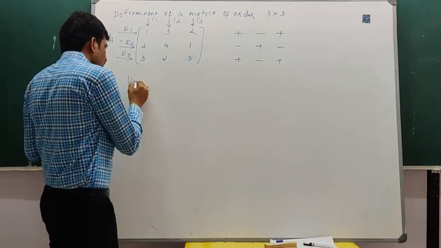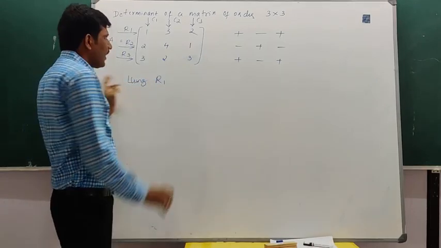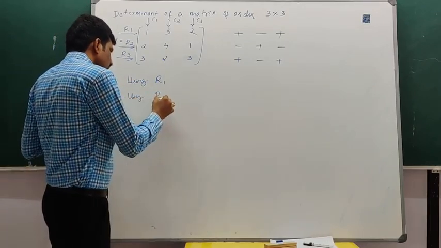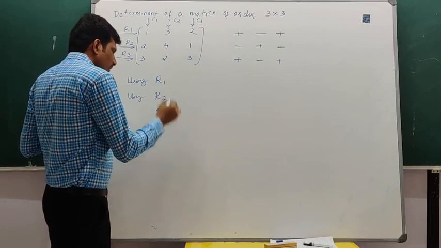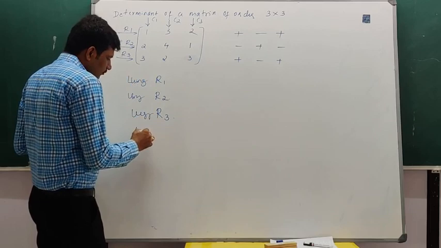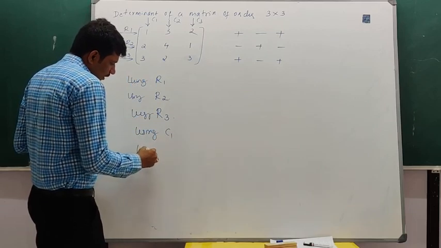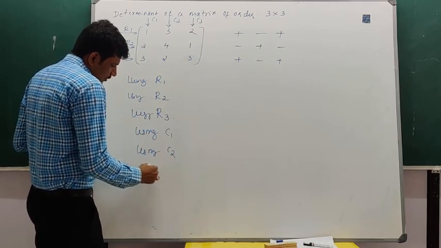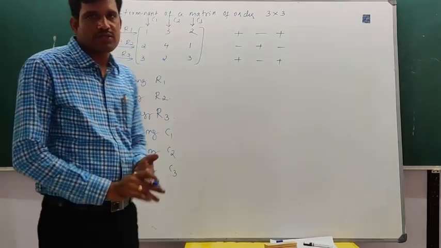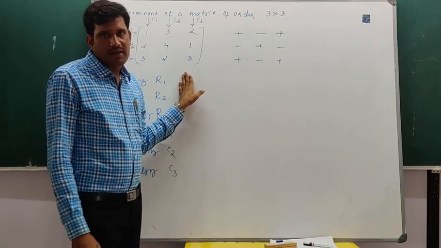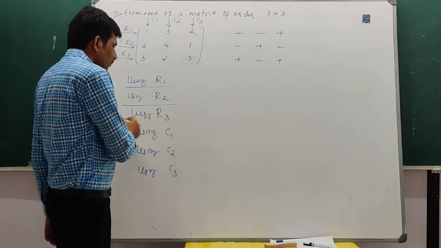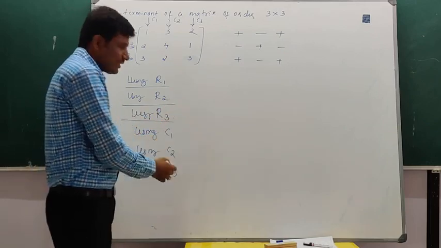We can expand this determinant by using the first row, or by using the second row, or by using the third row. Similarly, we can expand by using the first column, the second column, or the third column. So totally we have 6 methods or 6 options to expand a 3 cross 3 matrix. Right? So either we can expand by using R1, R2 or R3, similarly C1, C2, C3.